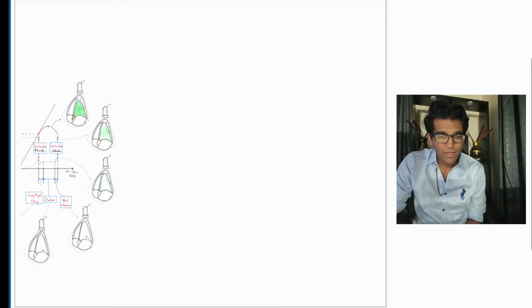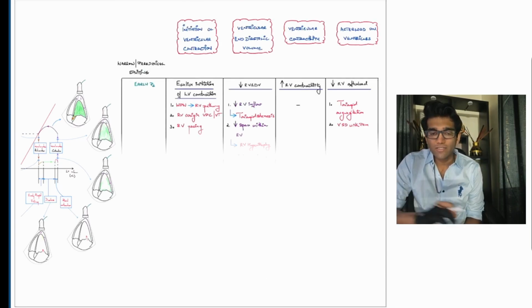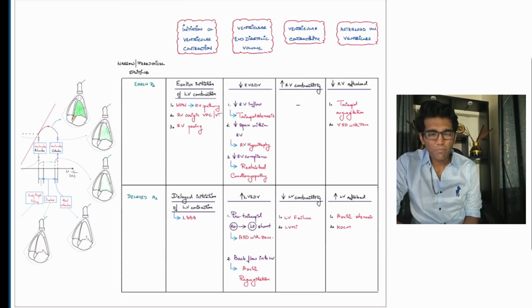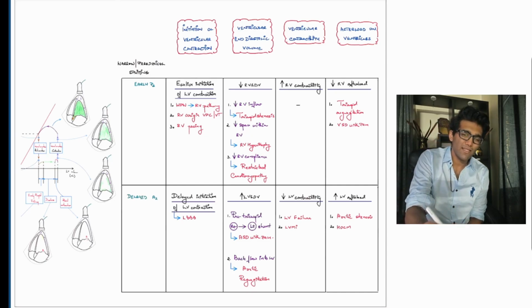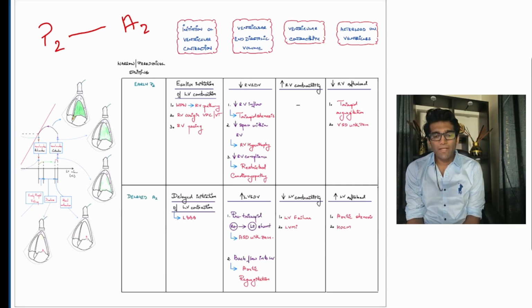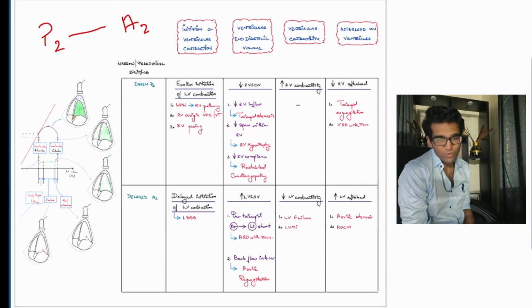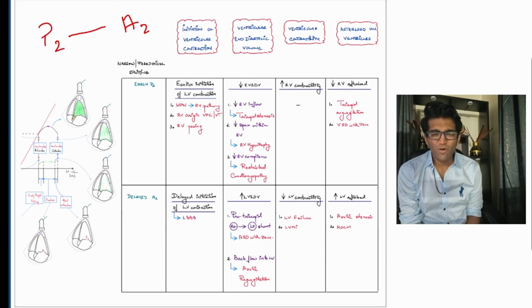Okay, so the next type of splitting that we can get is a paradoxical split. Paradoxical split basically means that P2 is earlier than A2. P2 is followed by A2. So this can happen either because the P2 is early, or because the A2 is late. Now this is very similar to whatever we discussed previously. So why would P2 occur early?